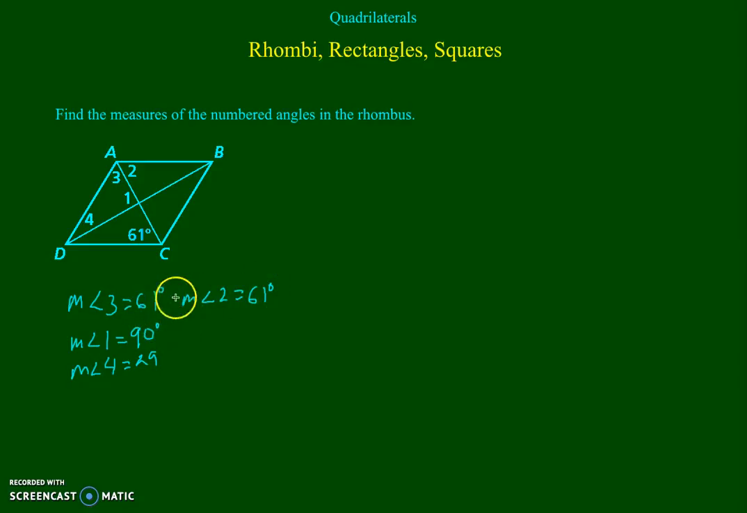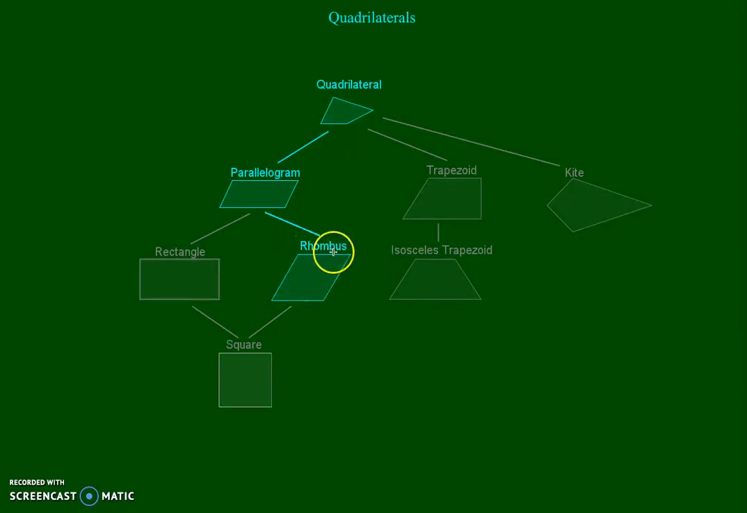So not too terribly difficult if you know the properties of rhombi. Now let's move on to the next section. Now that we've discussed rhombi, we can revisit our chart here, and we see that we have parallelograms and rhombi. Rectangles would be next.